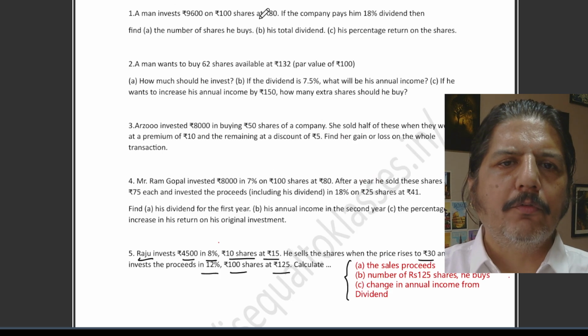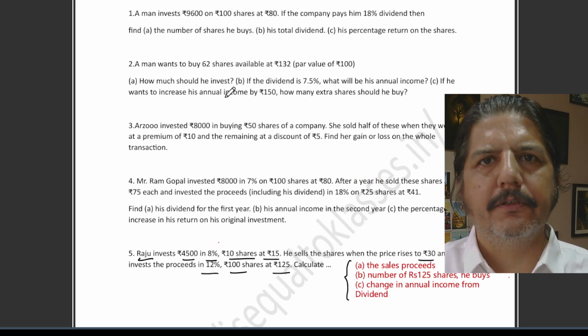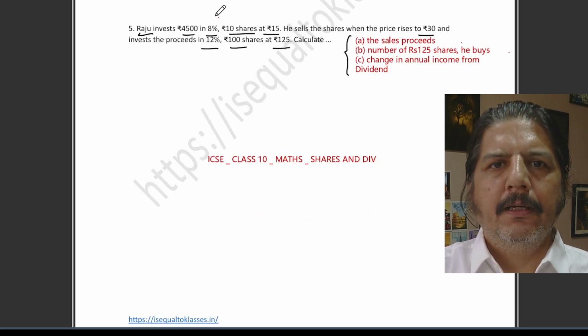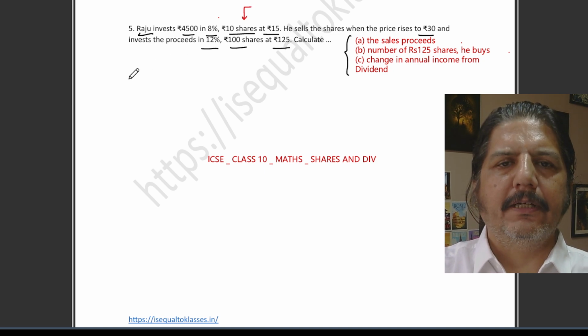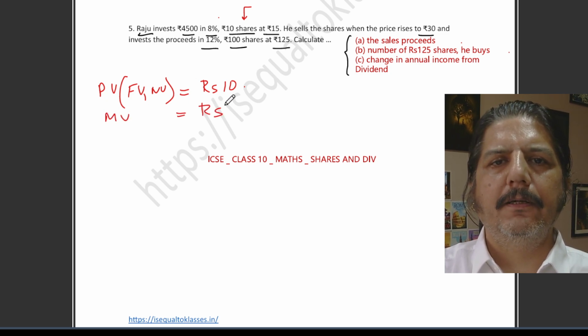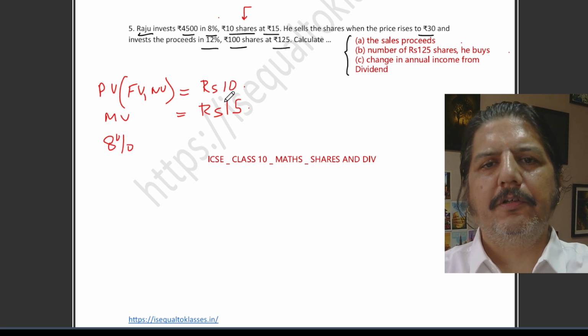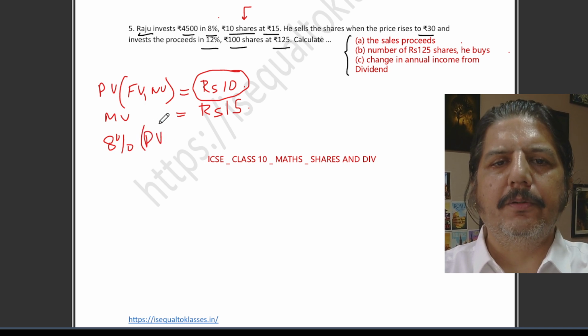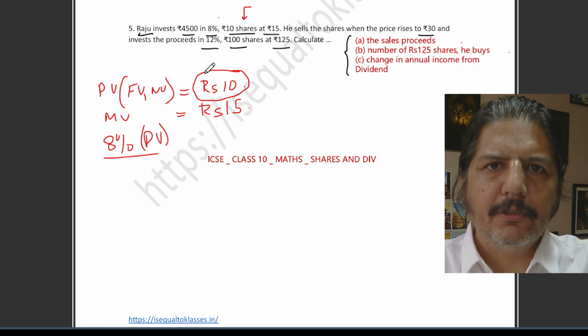So if you have gone through all the four questions that have been discussed before this question, you will understand that rupees 10 shares implies that the par value, the face value, or the nominal value, so you can use any of the terms, is rupees 10. Okay. The market value is rupees 15. And he would be getting 8% dividend. Always remember, he will be getting 8% dividend on this par value.